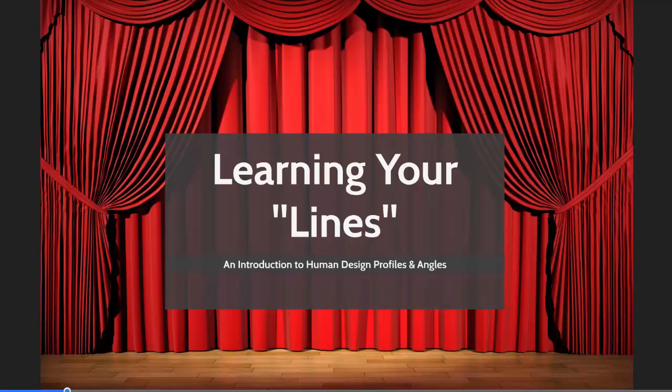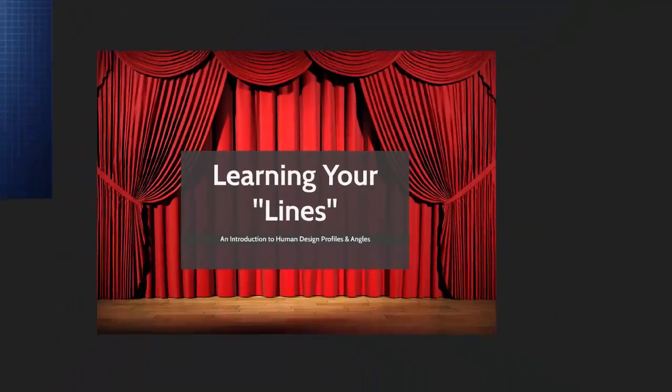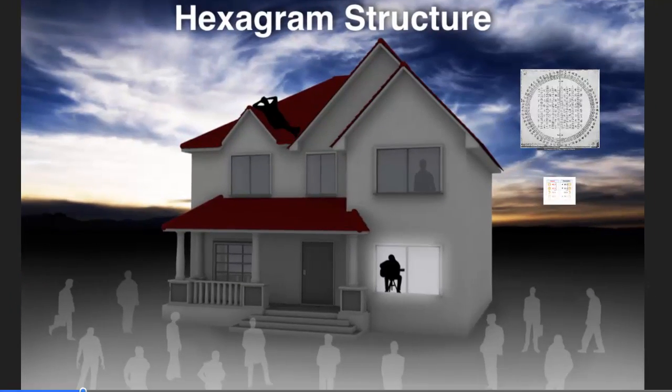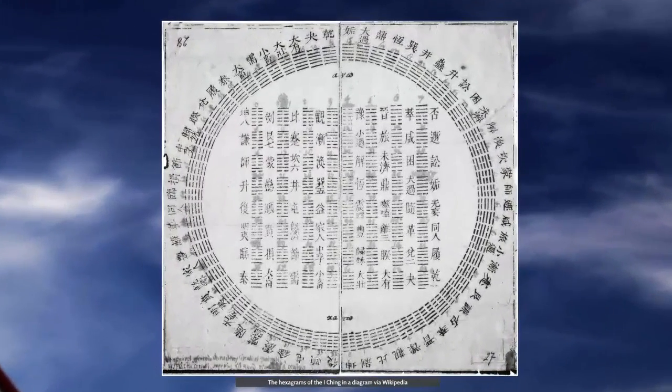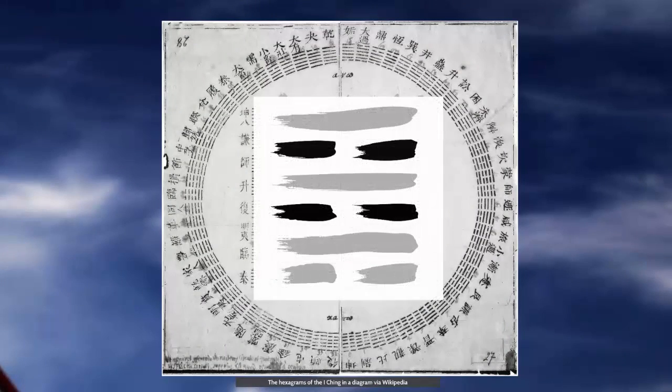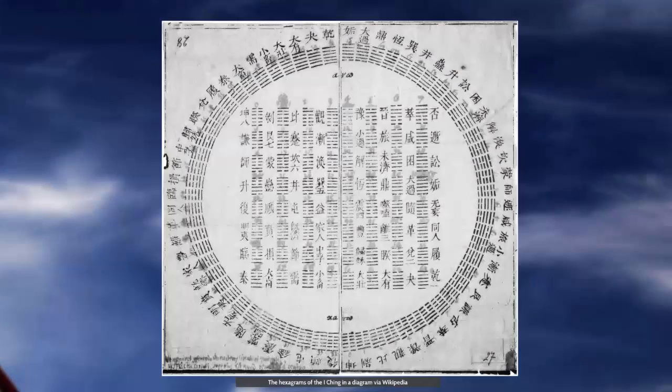To introduce you to lines, we need to talk about what a hexagram is. A hexagram is any of a set of 64 possible figures made up of 6 parallel whole or broken lines. This is a diagram of the ancient Chinese I-Ching.